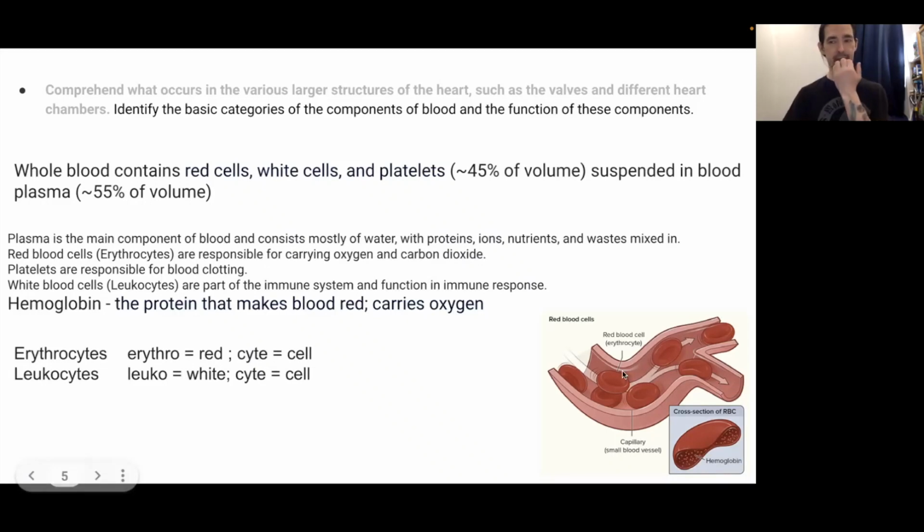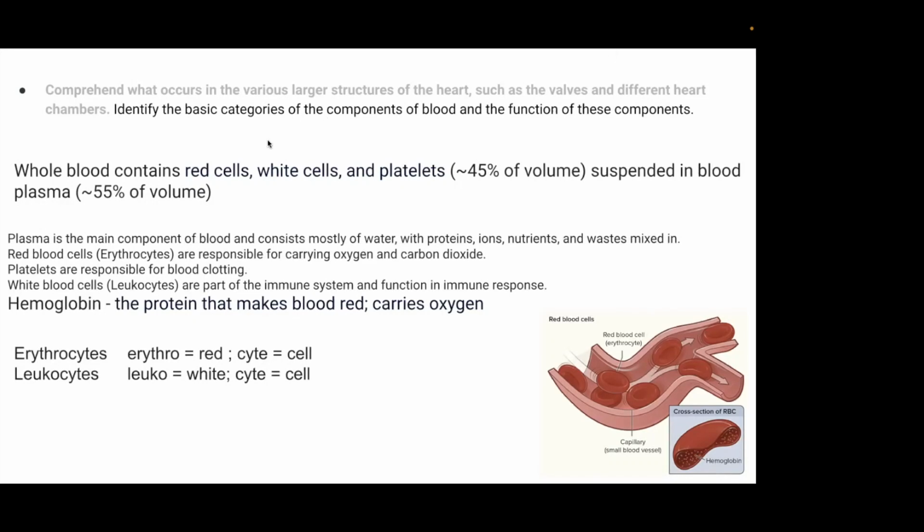This is just a graphic showing red blood cells going through a vessel. Remember, vessels can be arteries, veins, arterioles, capillaries. Does anyone have any questions about plasma, red blood cells, platelets, white blood cells, or hemoglobin? These are the basic components of the blood.